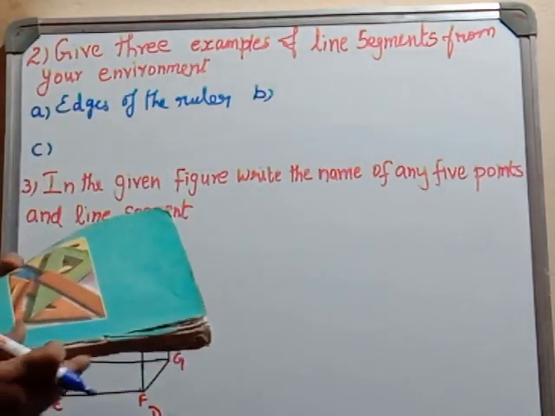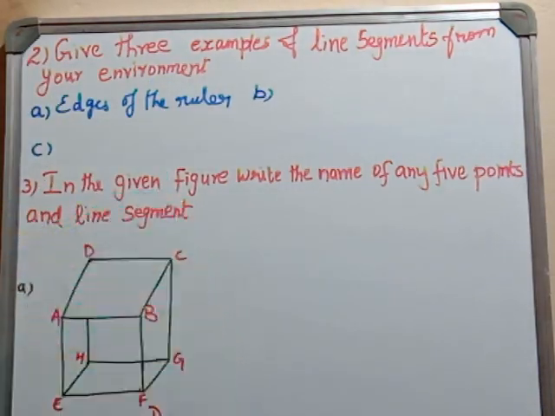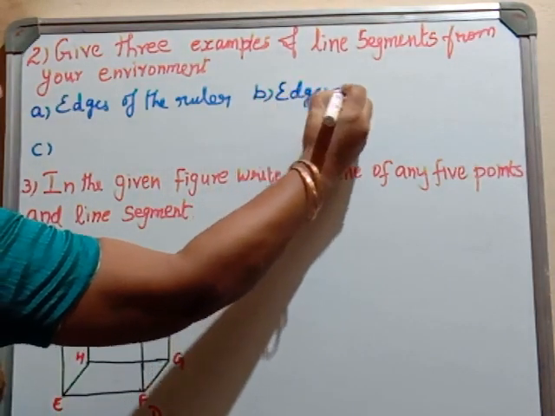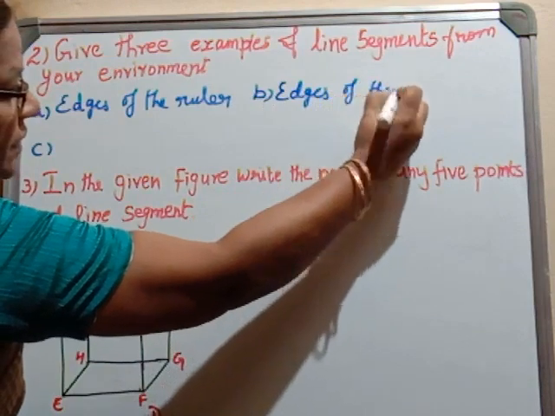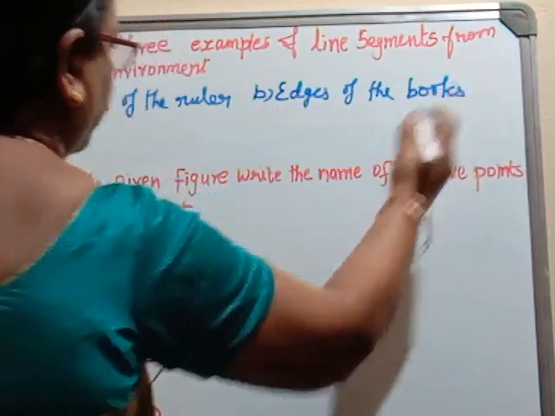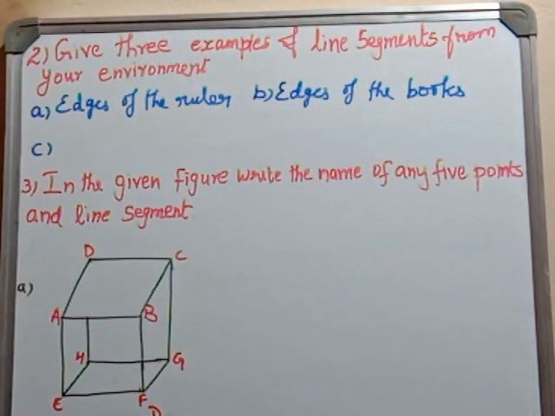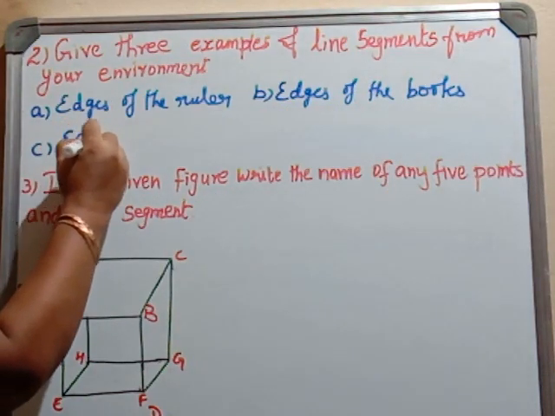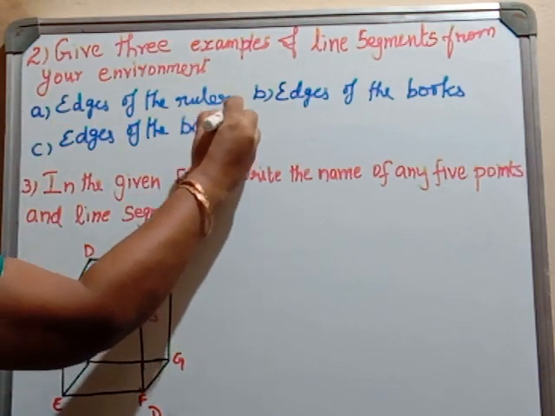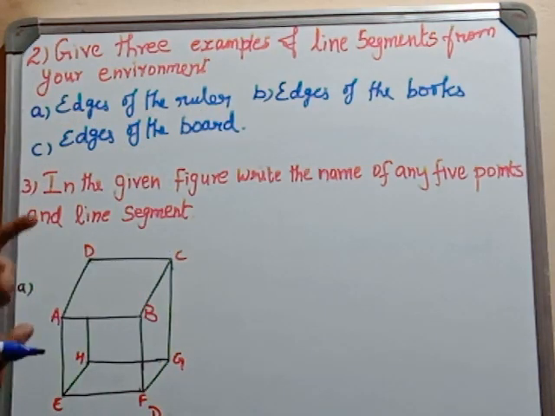Now, I will show you the textbook. Edges of the textbook are also examples of line segments. Edges of the books. Now, you see the board. These edges are also an example of a line segment. Isn't it, children? Yes. Edges of the board. Is it clear? According to your idea, you can write any 3 examples. For your reference, I gave these 3 examples.